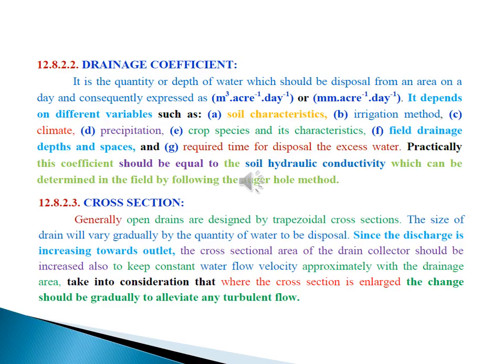Moreover, cross-section. Generally, open drains are designed with a trapezoidal cross-section. The size of the drain will vary gradually with the quantity of water to be disposed of.